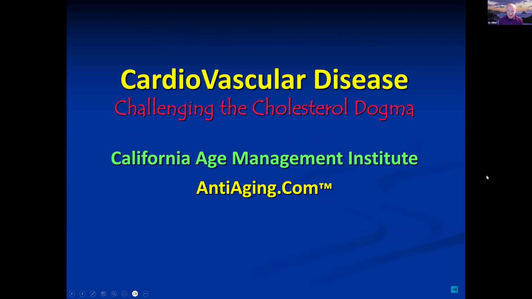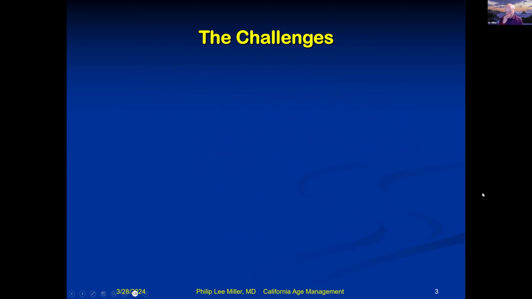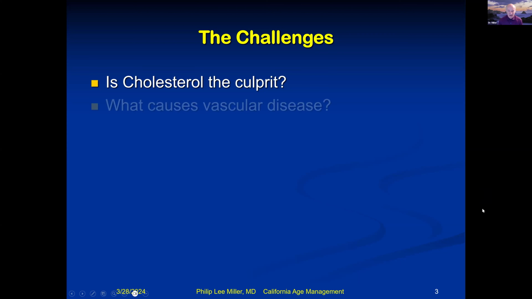This is the challenge. Is cholesterol the culprit? And I'll even start out by saying that when I was in medical school, I was the first to say, I don't think cholesterol causes heart disease. And all my medical student buddies said, well, you're an idiot. Everybody knows that. So this is a story that goes back many decades. So the question is, what causes vascular disease?